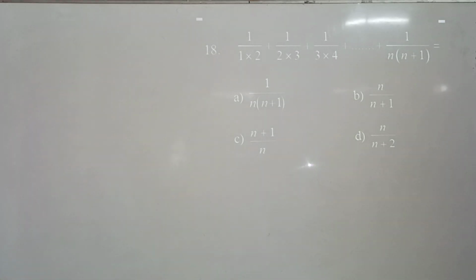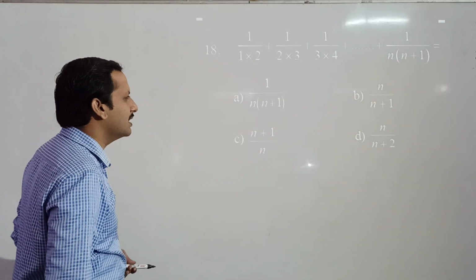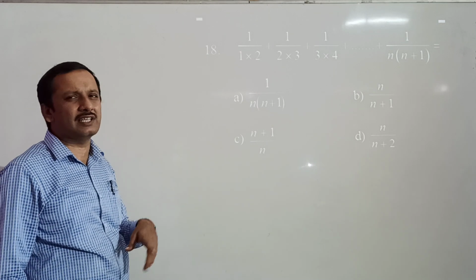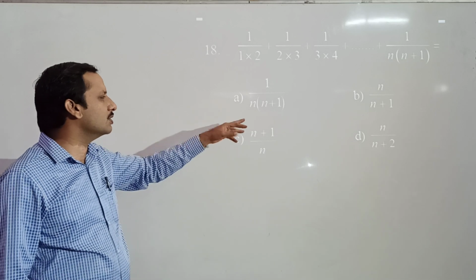For such problems, you just put n is equal to 1, 2, etc. Verification will get the answer. If I put n is equal to 1, I have to consider the first term. First term is 1 by 2, right? 1 into 2 is 2.